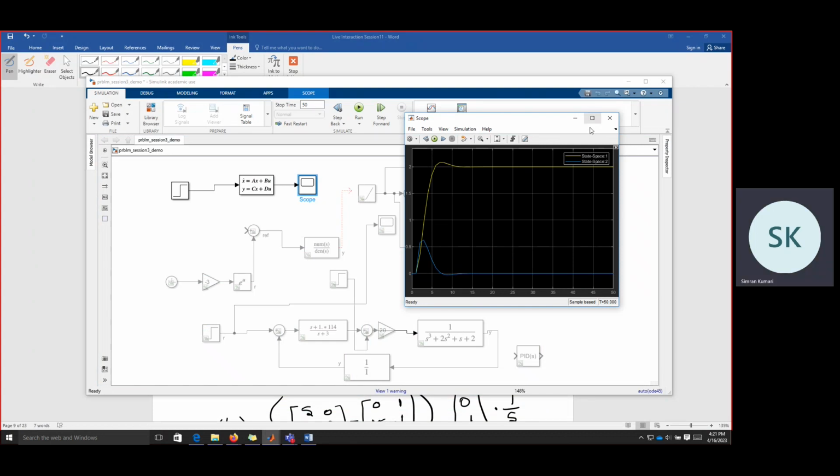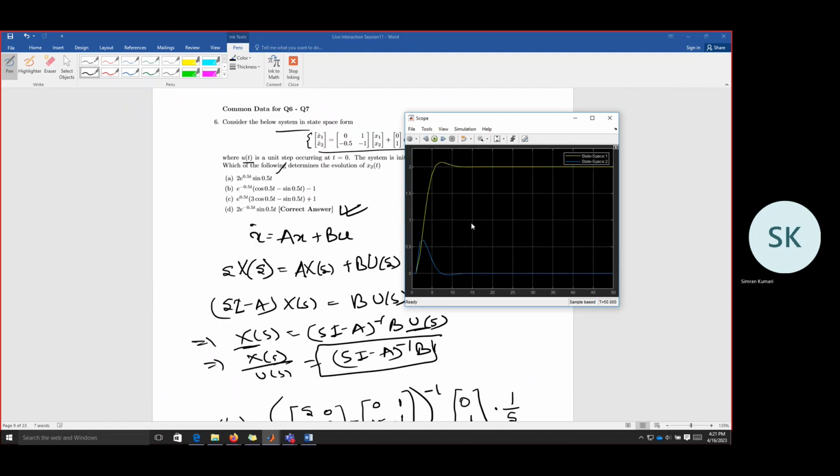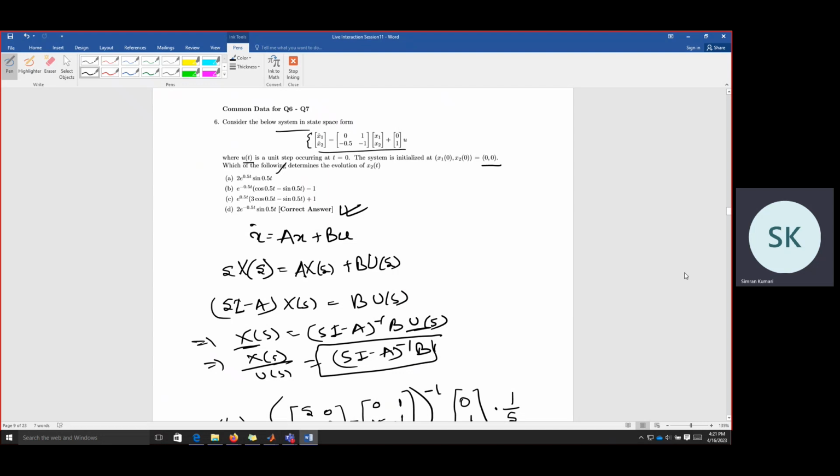So you can see the response. This state space one shows the first output, and this second one shows the second output. So this is x1 and x2. Now this x1 is starting from 0 because the initial condition is 0, and for x2 also the initial condition is 0. So if you see, x1 is evolving and settling at the final value, which is 2. And this is what we found out while we were solving this question.